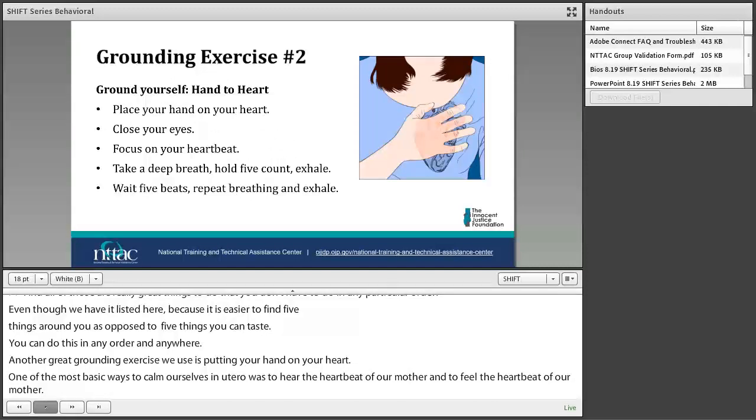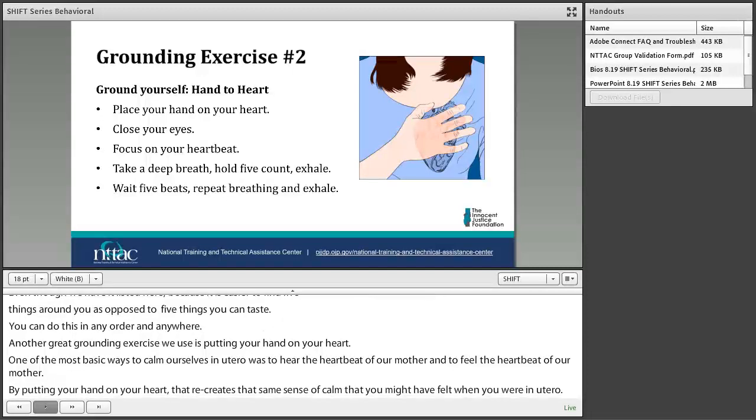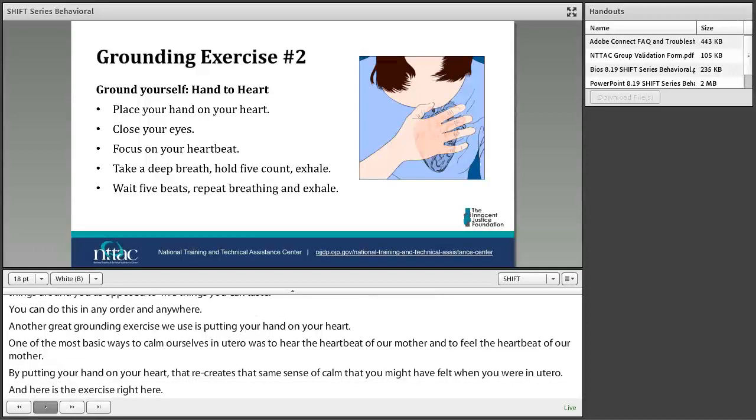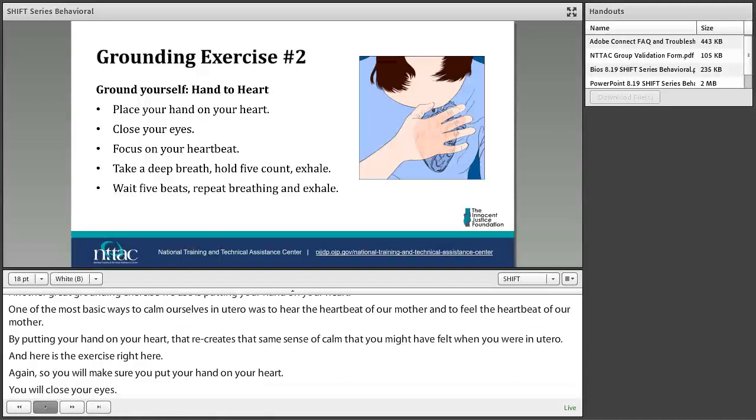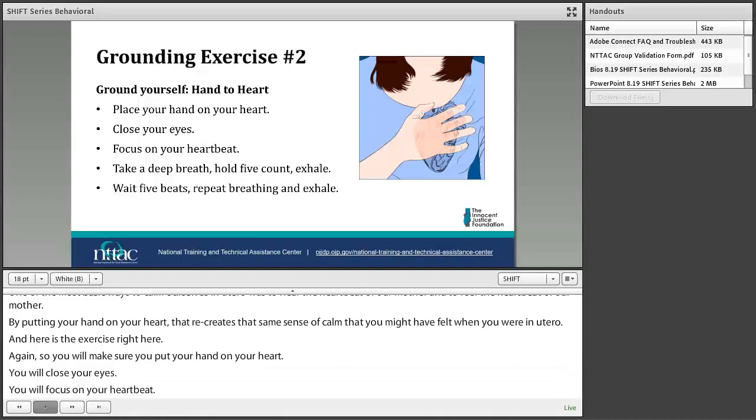Here's the exercise right here. Again, you're going to make sure that you put your hand on your heart. You're going to close your eyes. You're going to focus on your heartbeat. You're going to take a deep breath, hold it to 5, and exhale, and then wait for 5 beats, because it's really amazing how that helps. And again, this is something that you can do anywhere.